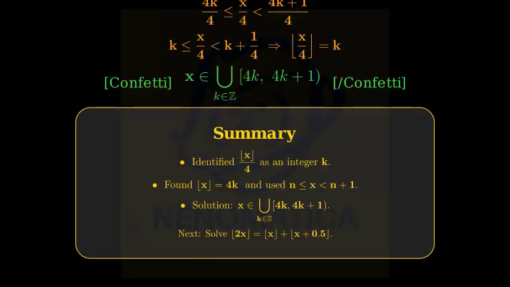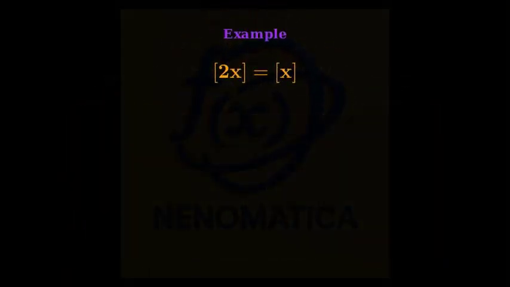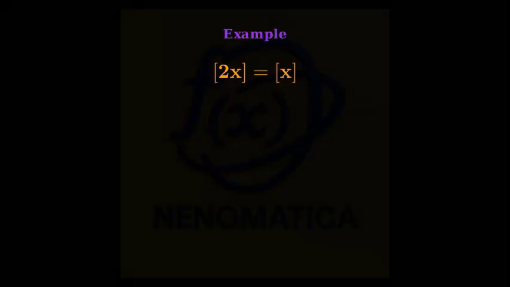sides. Deduced floor of x equals 4k. Use the floor definition to bound x in the interval 4k to 4k plus 1 and verify the original equation. We will solve the floor equation step by step, exactly following a clear algorithm. First, we show the label example. Then we present the problem in bold orange math. Floor of 2x equals floor of x.